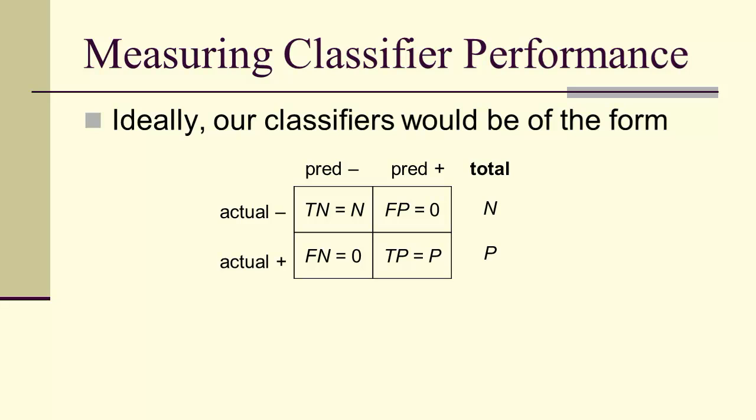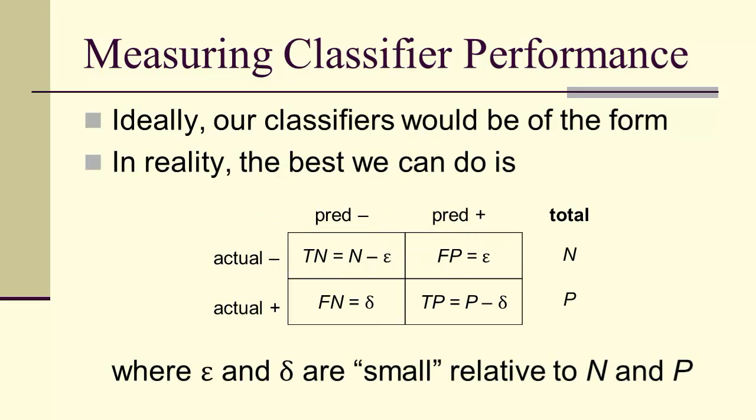Now ideally, if we had a perfect classifier, the number of true negatives would be equal to the number of negatives, the true positives would be the positives, and we would have no false positives or false negatives. But in reality, the true negatives are hopefully the same as the negatives minus epsilon, some small epsilon. And the same thing with the true positives. Hopefully we're only off by some small delta from the actual positives. And hopefully epsilon and delta are small.